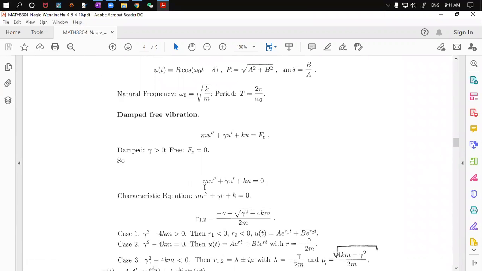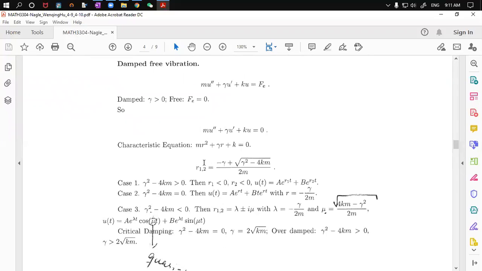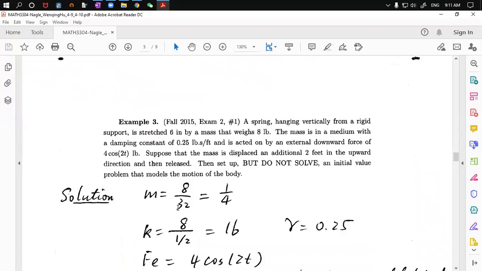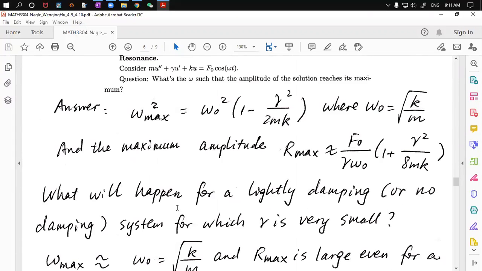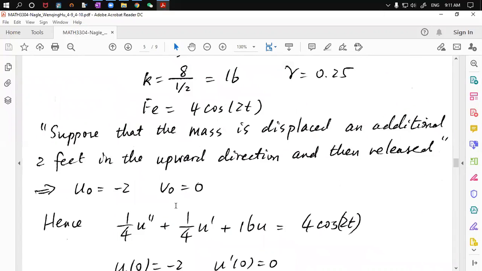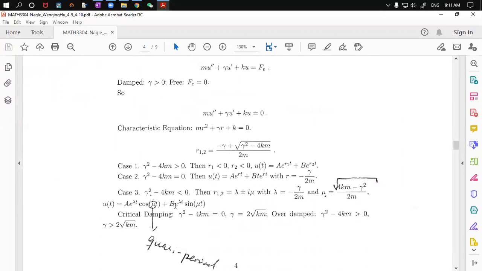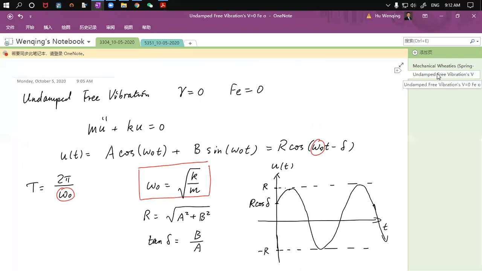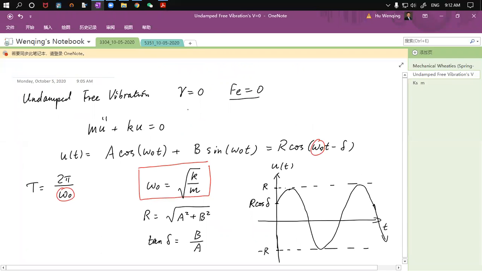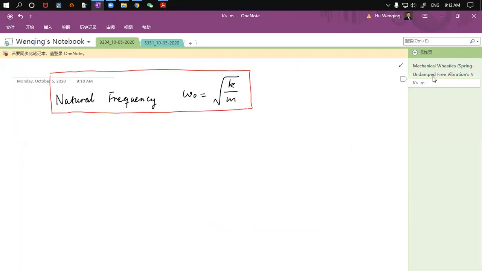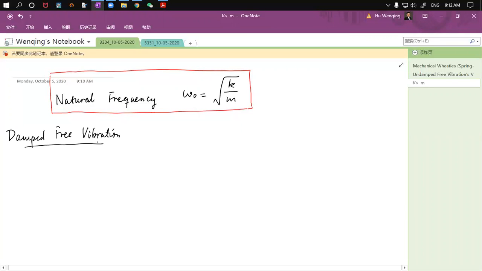Now, with the understanding of undamped free vibration, are we able to calculate damped free vibration? By free vibration, it always means the external force is zero, but there might be some damping. So let's talk about the damped free vibration.